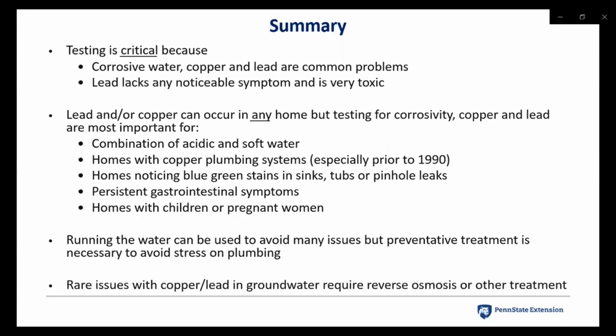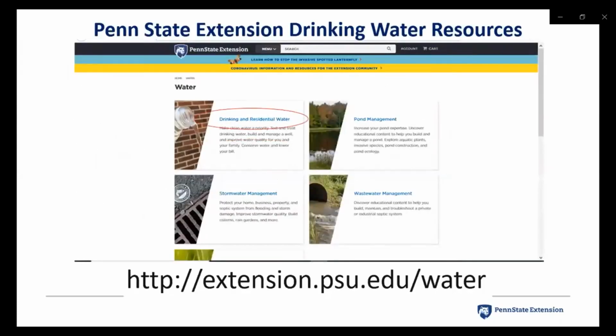And then finally, there are rare cases where you can get copper and lead in groundwater. That's where something like reverse osmosis or distillation treatment systems would be useful to actually remove those metals from the groundwater itself.